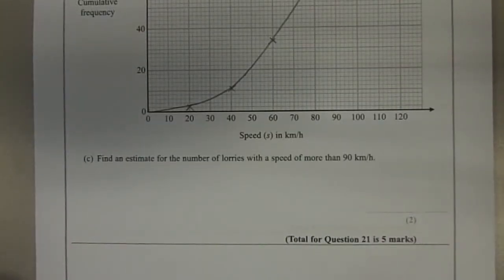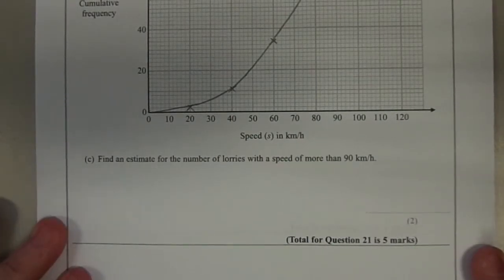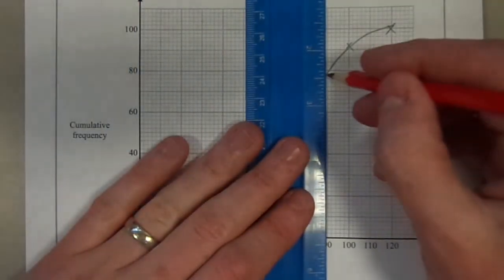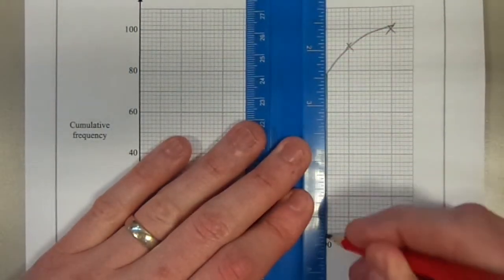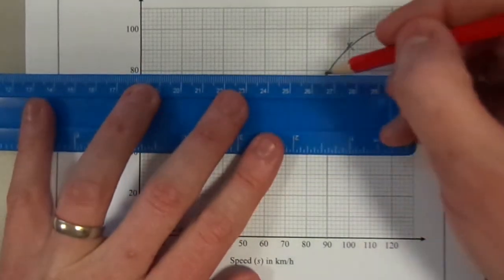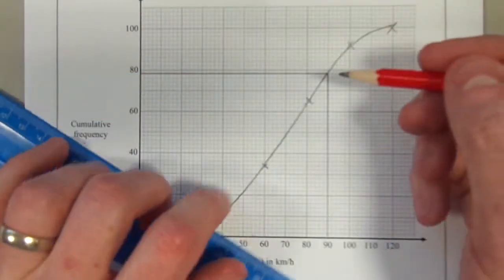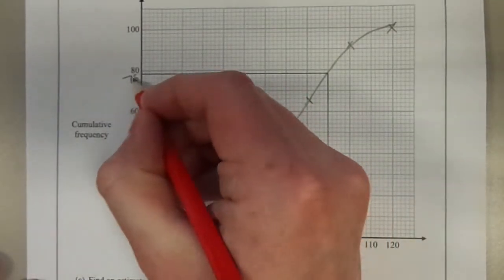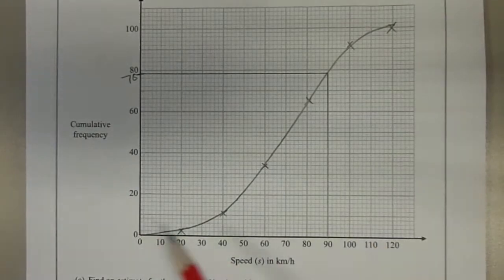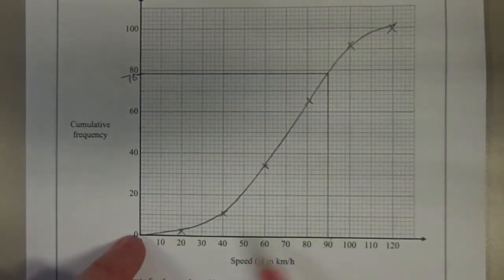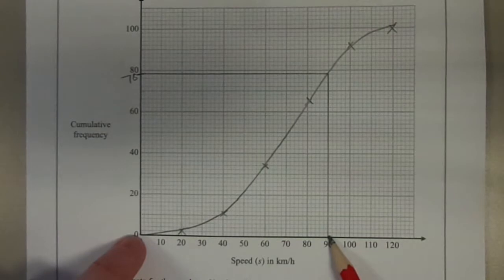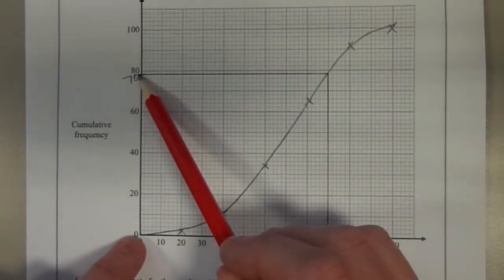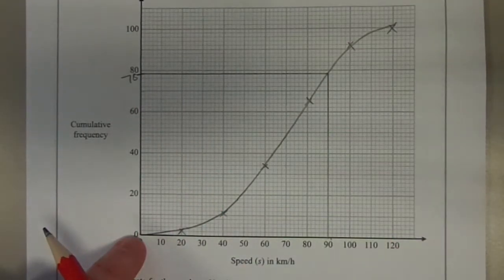Part C, find an estimate for the number of lorries with a speed of more than 90 kilometers an hour. We draw a line up from 90 and then along, and we read off 78. Remember, this is a running total, so up to 90 kilometers an hour we've got an estimate that there were 78 lorries travelling at that speed.